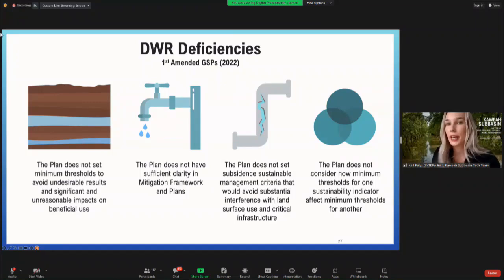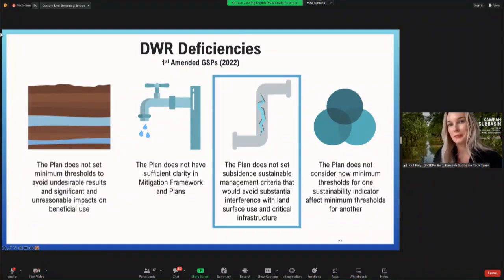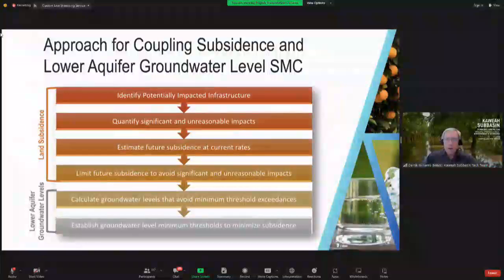And now we'll hear from Derek, who's one of our subsidence experts, to talk about subsidence and then also that relationship between lower aquifer groundwater levels. Thank you, Kate. The draft revised GSPs develop new subsidence limits that are both protective of all infrastructure and consistent across the basin.